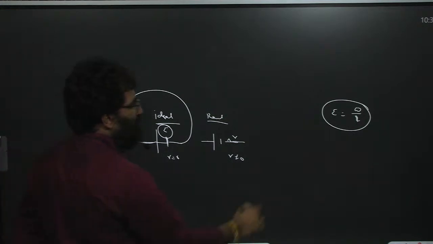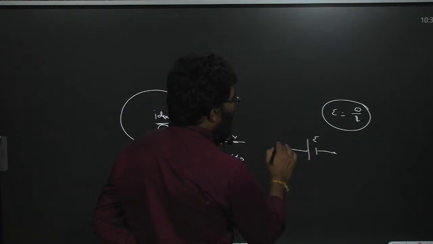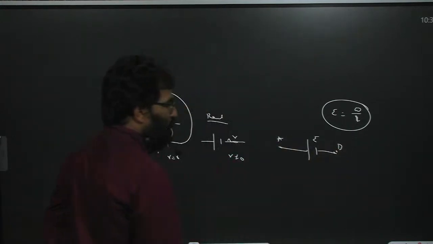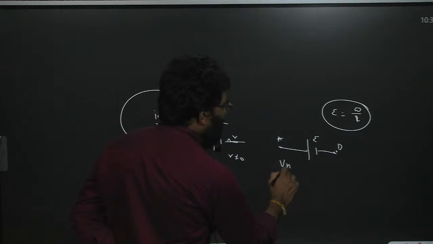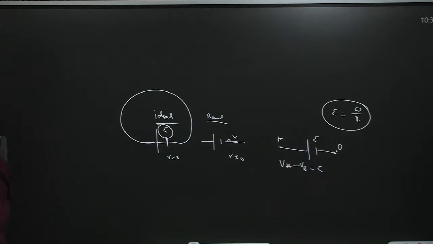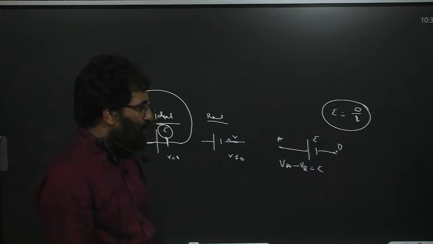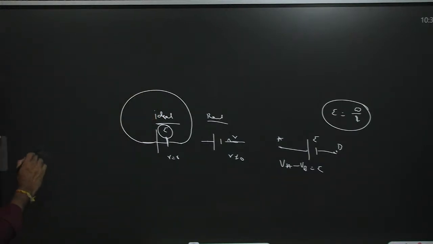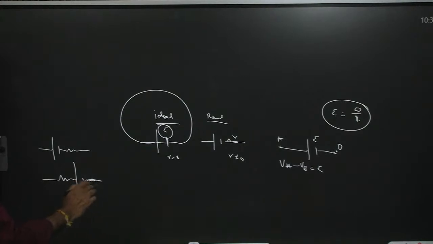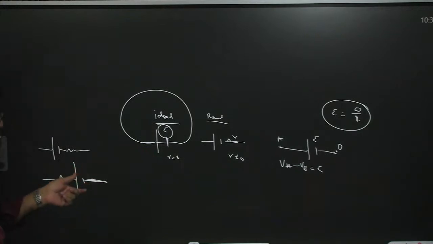Now how to calculate potential difference? What is the difference between EMF, E, and potential difference, V? A and B are given. Potential difference VA minus VB is equal to E. This is higher potential, this is lower potential, for an ideal battery with internal resistance 0. If internal resistance is not 0, how to write? The internal resistance I can take here, or here, or at the positive terminal also.